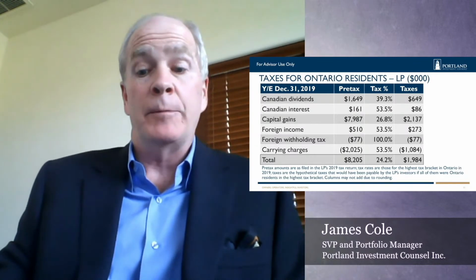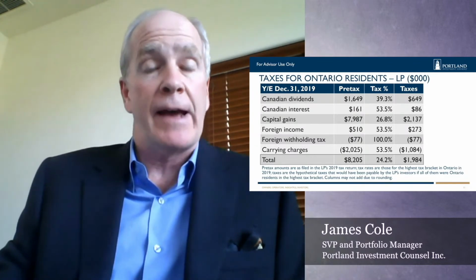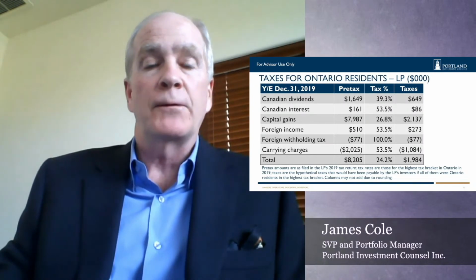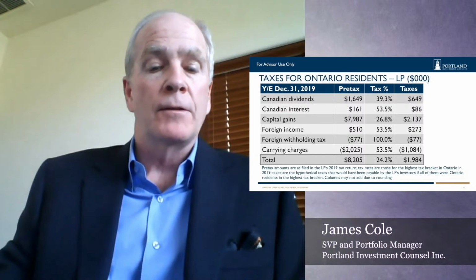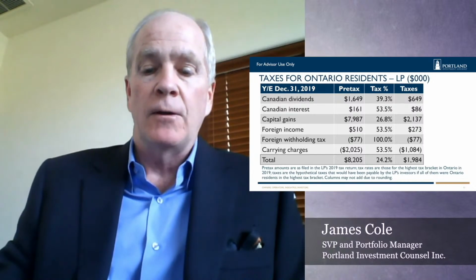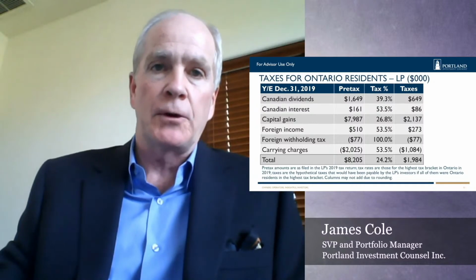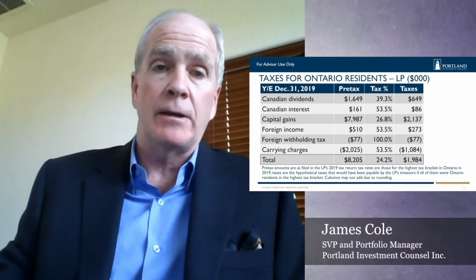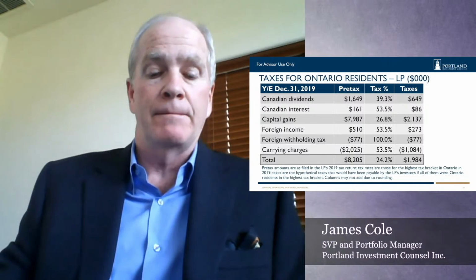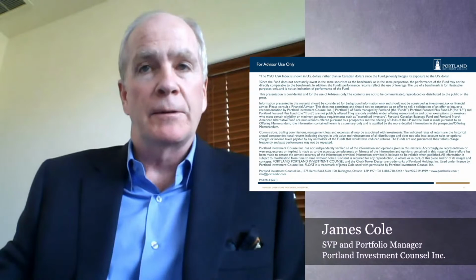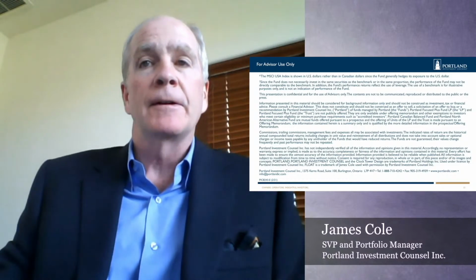How can that be? It's because most of the LP's income is tax advantaged, dividends and capital gains, while all its expenses are fully deductible from income. So the LP is very tax efficient for non-registered assets, while the trust is an excellent vehicle for long-term tax-deferred or tax-free compounding of registered assets. The final slide is a disclaimer, which says in part that past performance may not be repeated.